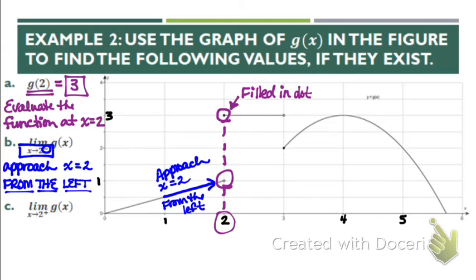What y value am I getting closer to, the closer I get to x is 2 from this side? I get to a y value of 1, an output of 1. There we go.